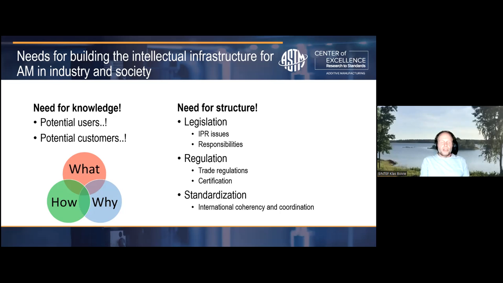We need a structure. We need legislation. How to handle the IPR issues. Who has the responsibilities of AM production and digital production at all? What are the regulations? What are the trade regulations? How can we handle export if, for example, we have exported the use of a digital file? Are there any duties on that? How do we handle this? How do we do with certification? How can we ensure it?